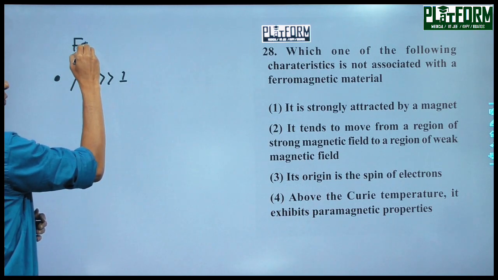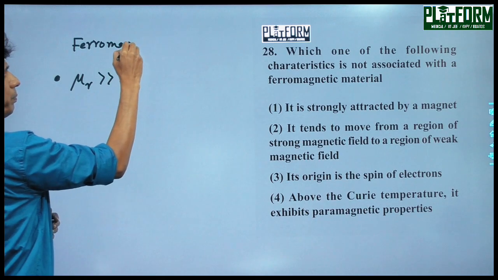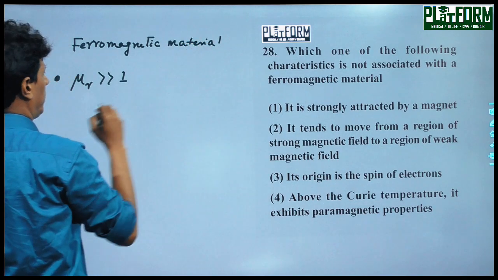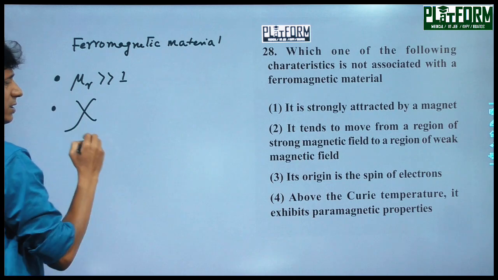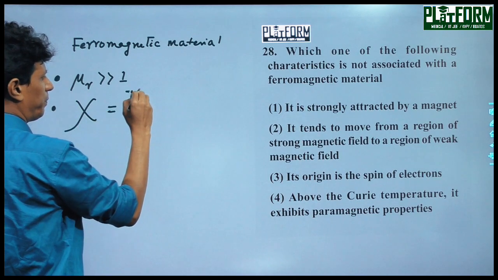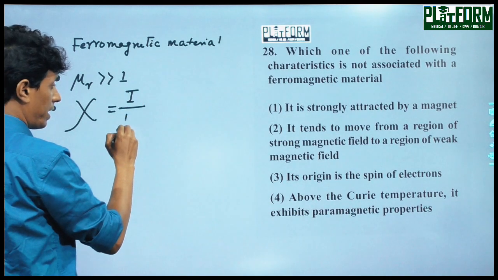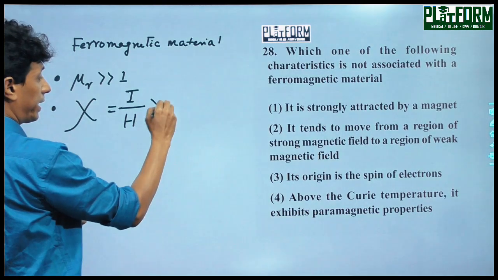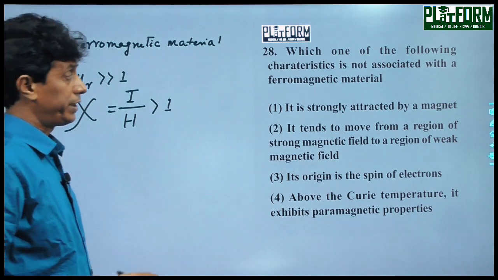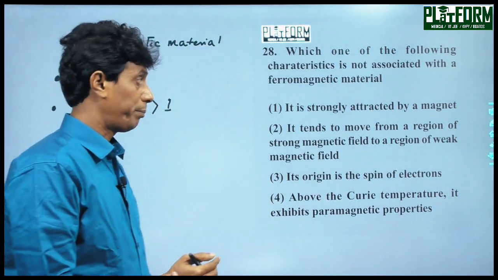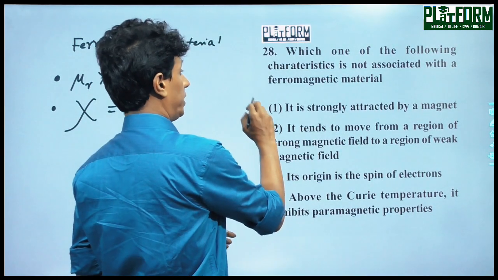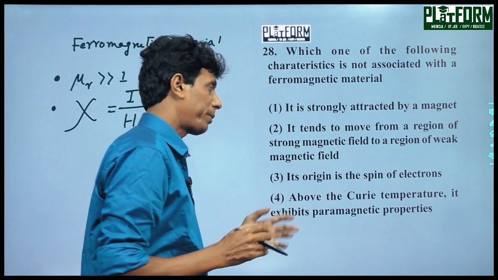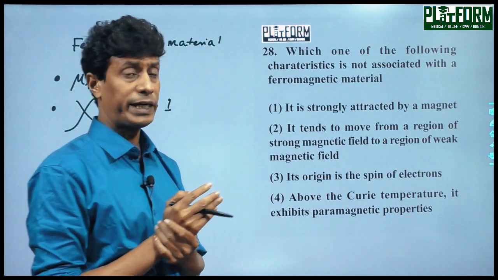In the case of ferromagnetic material, susceptibility, which is the intensity of magnetization by magnetizing field, is known as susceptibility. It is also greater than 1. And let us check the option here. It is strongly attracted by the magnet. It is actually a right statement, but the wrong answer. It tends to move from a region of strong magnetic field to a region of weak magnetic field.